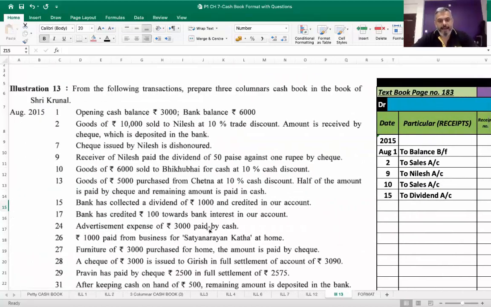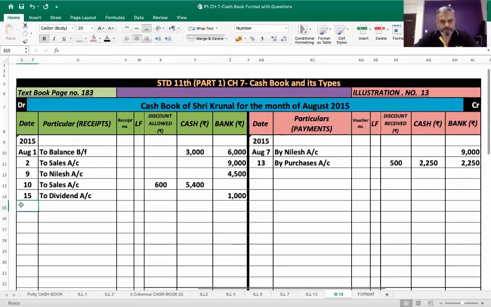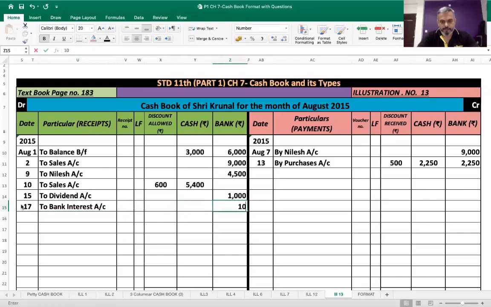Now, the bank has credited 100 towards bank interest in our account. Again, the bank has credited, which means our bank balance has increased. So remember to write in brackets there: credited. Bank has credited means bank has collected, that is, bank balance has increased. When the bank credits, we record on the debit side, the receipt side, because our bank balance has increased. So 17, to bank interest, 100.